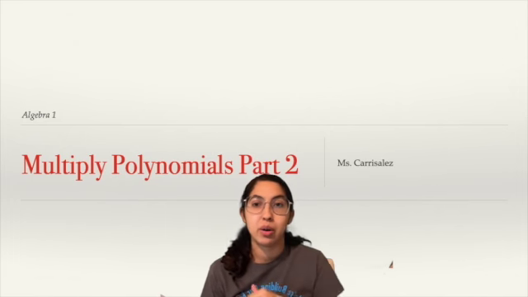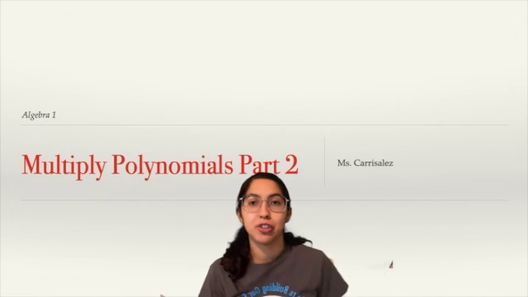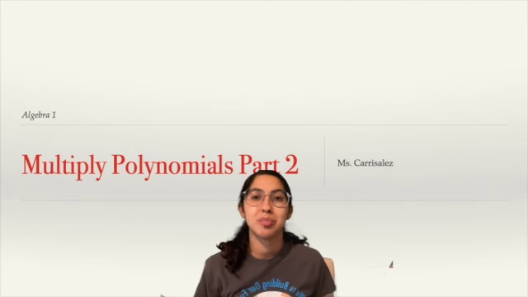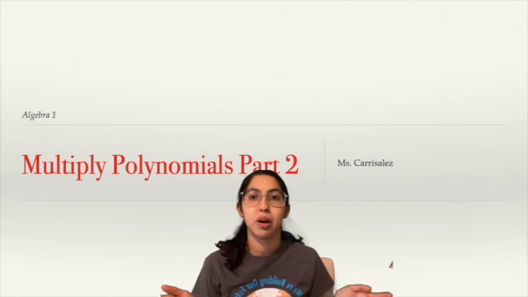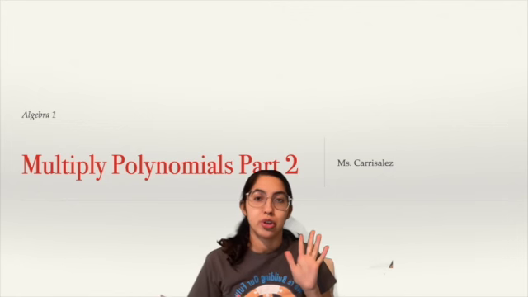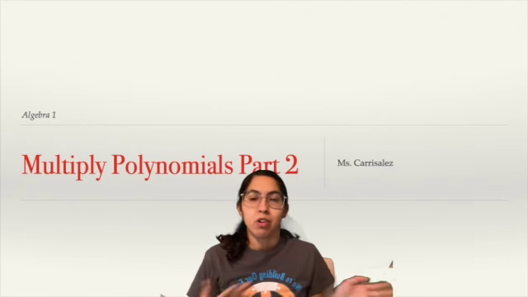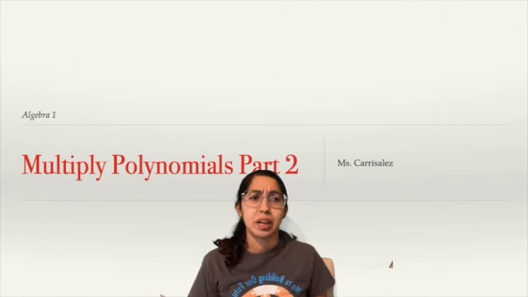We are now going into multiplying polynomials part 2. Before we did monomials by polynomials, now we're going to do polynomials by polynomials. So 2 terms by 3 terms, or 3 by 3, really any type of multiplication that's not just a monomial, so not just distributive.